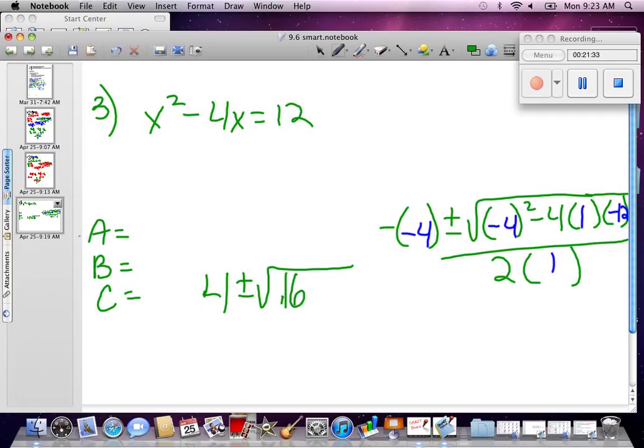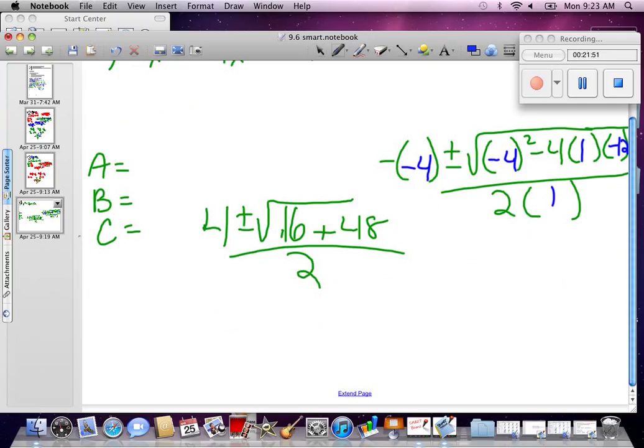+16. Now, I have a negative here and a negative here, so what am I going to have, a plus or a minus here? Plus. Now let's just simply multiply. 4 times 1 is 4. 4 times 12 is 48, all over 2. Okay?